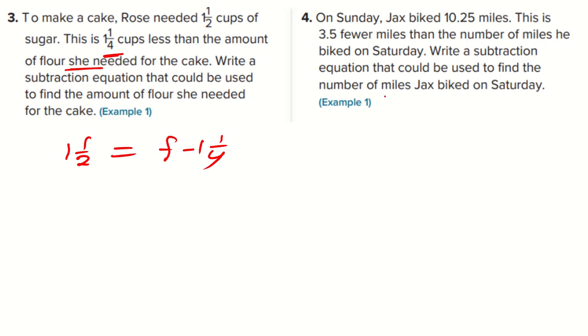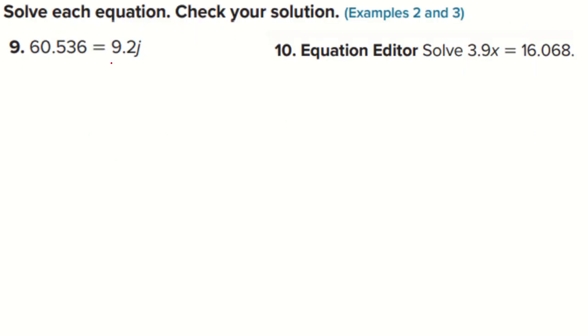Okay. Now next is, on Sunday Jack biked 10.25 miles, which is fewer than 3.5, fewer means minus 3.5 than on Saturday. So Saturday I am taking as S, put the equal sign here. This is the equation. So students, just read the question word by word, okay, and then you will understand it easily. Now another one is the same type of question with the decimal point, so no doubt it is going to be a little lengthy for you.